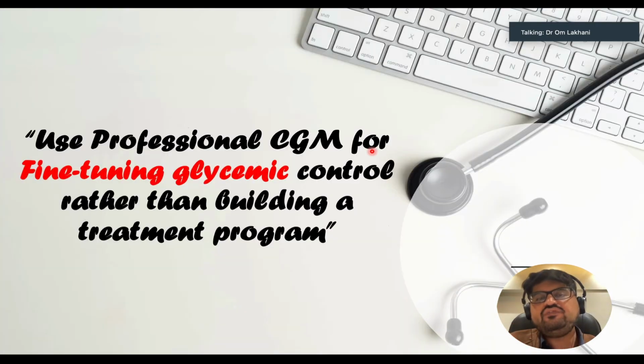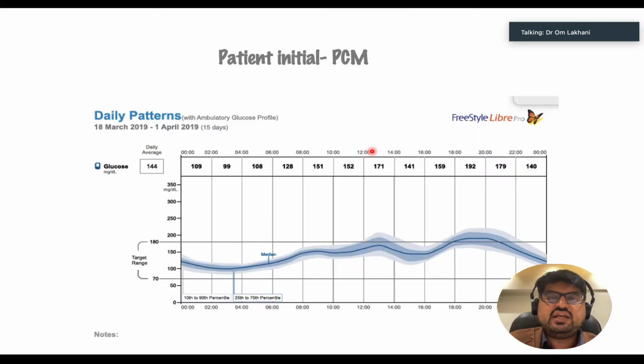So basically, we use professional CGM in our practice for fine-tuning glycemic control rather than to build a treatment program. Our treatment program is set, but we use it like a good chef, to garnish the glycemic control, to improve it, to give that extra X factor, rather than to build the entire glycemic control based on the pure CGM data. So that's the difference. That is how we really use professional CGM in our practice.